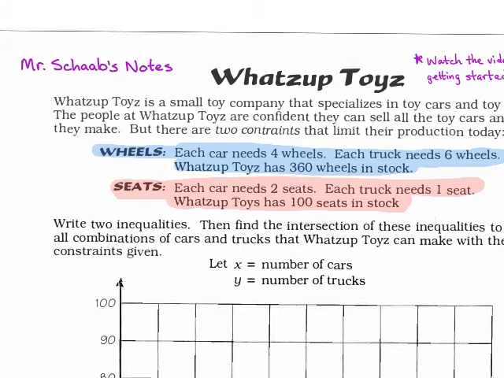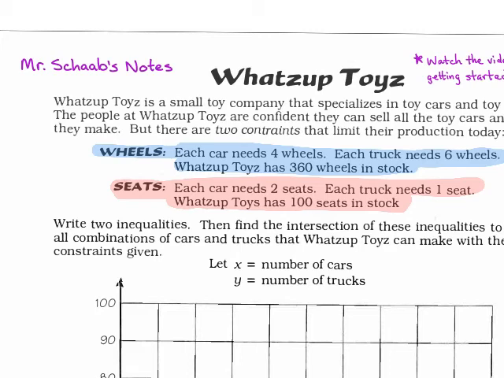All right, so let's start with the wheels information. Each car needs 4 wheels and each truck needs 6 wheels, and they have 360 wheels in stock. Now, down at the bottom here, you can see X represents the number of cars and Y represents the number of trucks. Now, as you know, when you start an application, the first thing we do is define the variables. They did that for us. That's very nice of them. We're going to thank them, and we're going to take that and run with it.